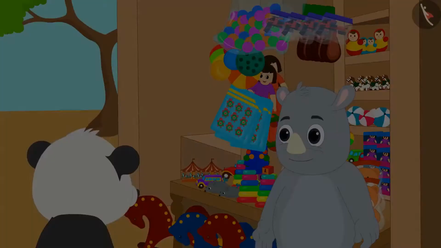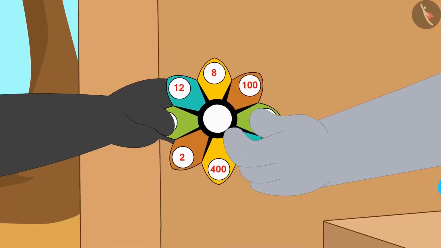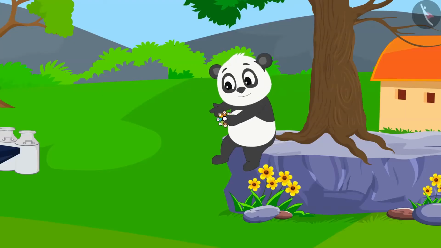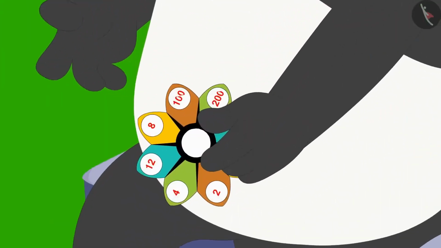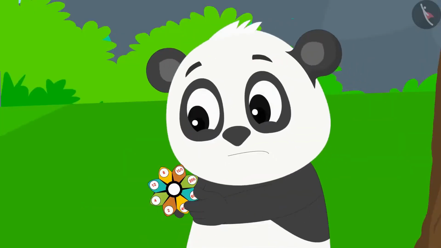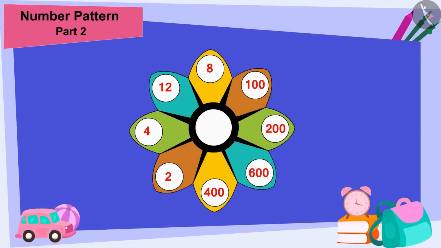Golu has bought a new toy from the market today. He is very excited to play with it. But the toy is very special. You have to solve the math puzzle on it to make it work. The puzzle written on the toy looks like this.